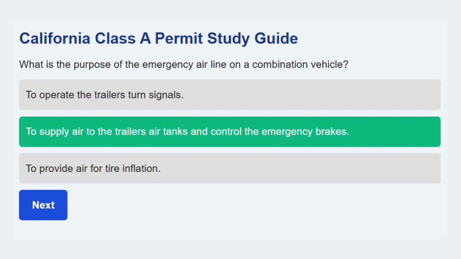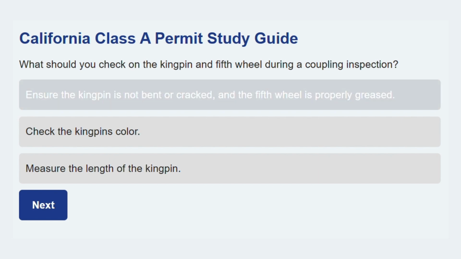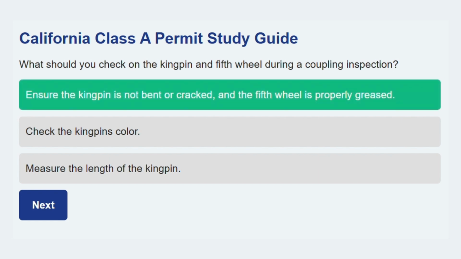Next on our list, what should you check on the kingpin and fifth wheel during a coupling inspection? Ensure the kingpin is not bent or cracked and the fifth wheel is properly greased. A damaged kingpin or poorly lubricated fifth wheel can lead to coupling failure.